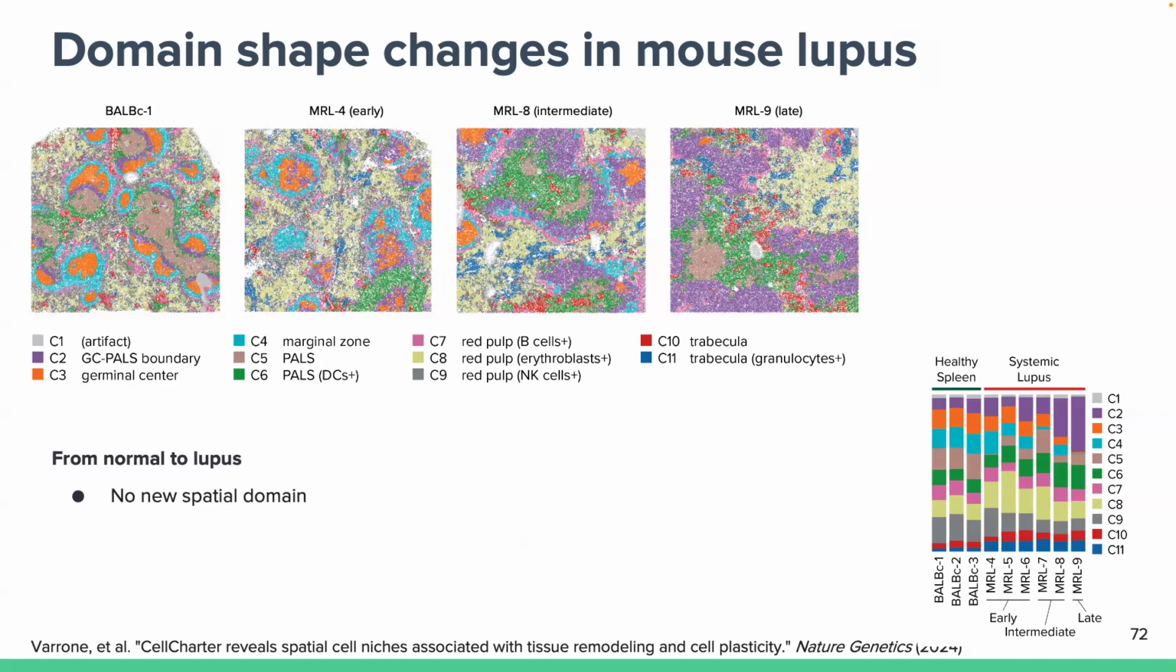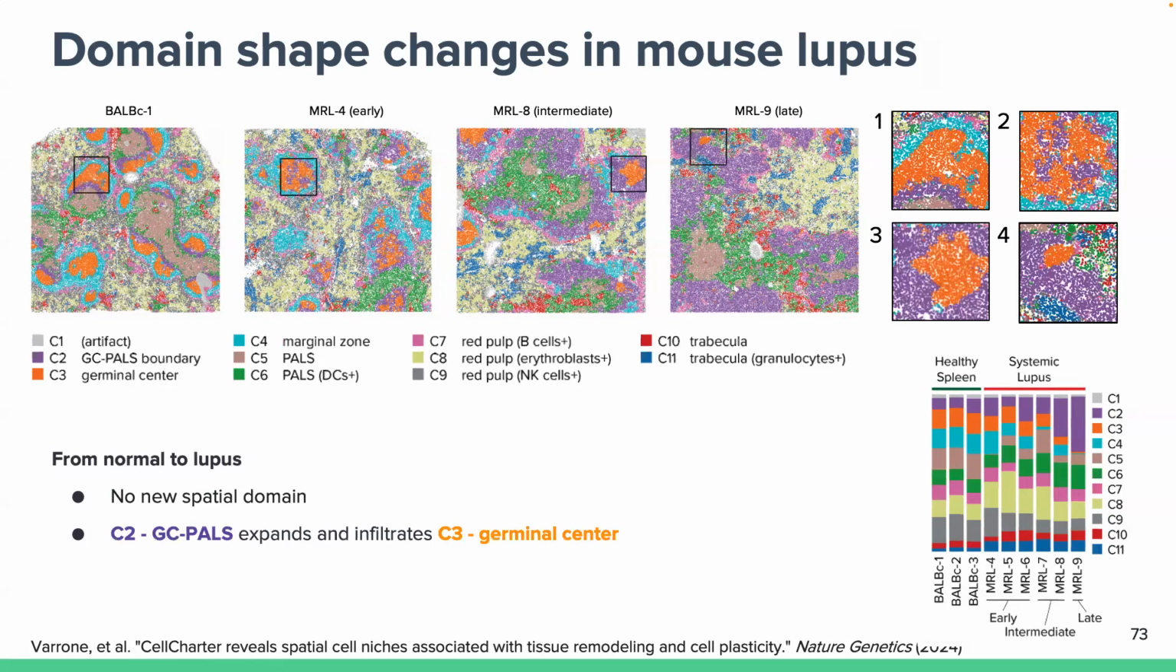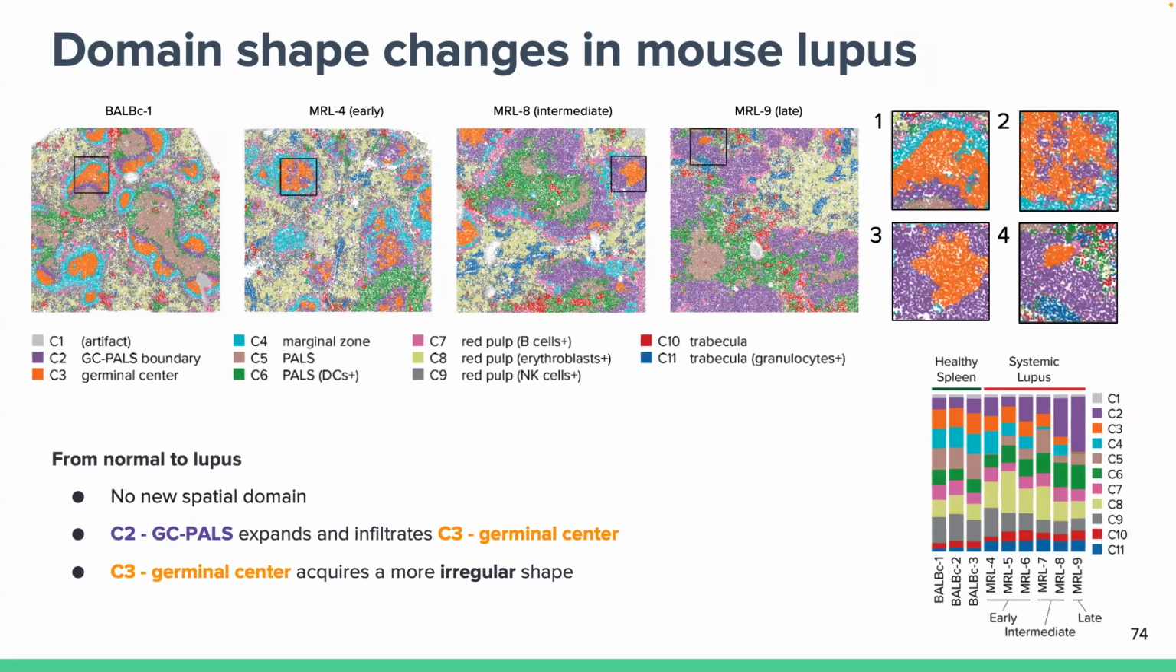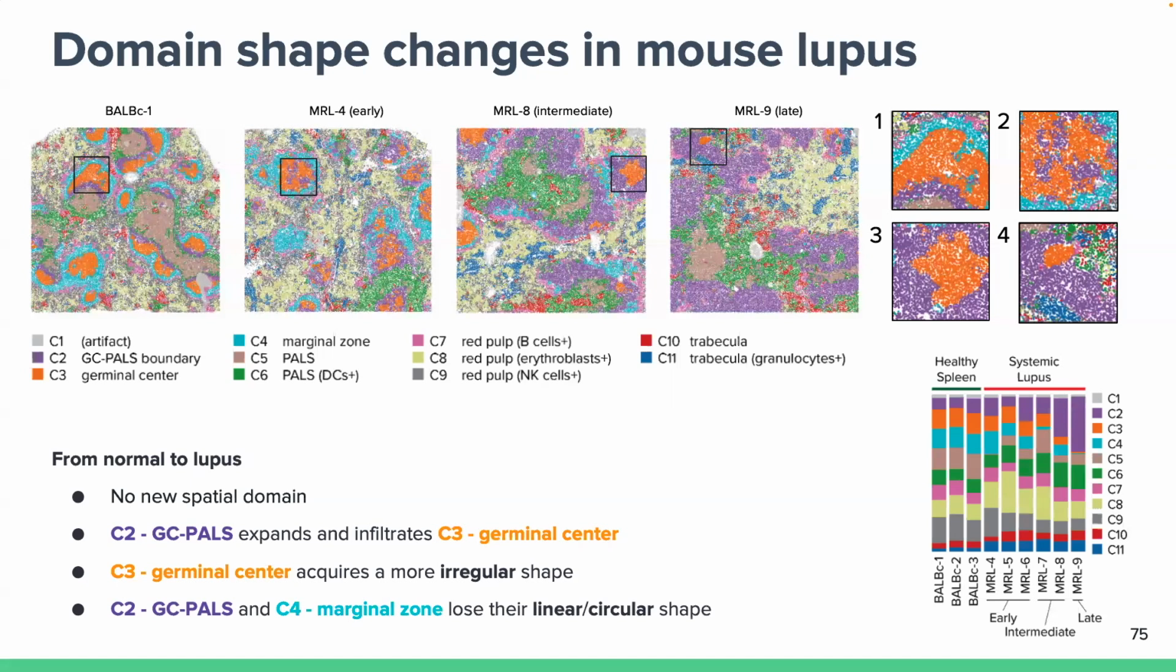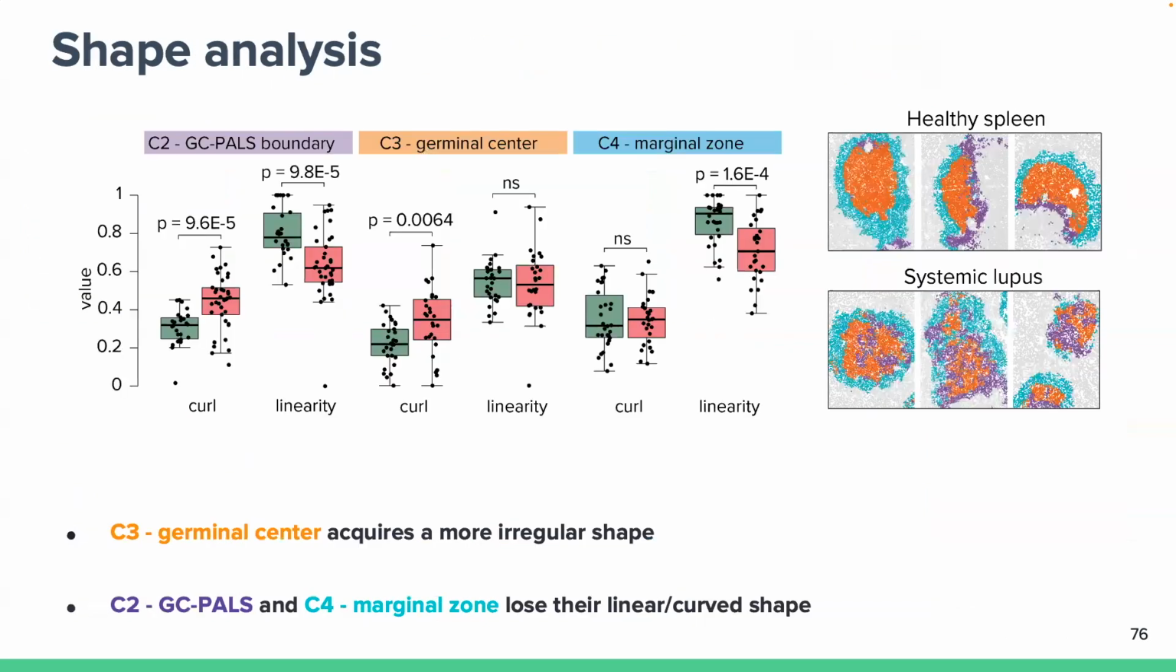I will go more later on the details on the interpretation of those domains. But what you also observed visually is that this purple domain here started to infiltrate inside the orange domain. And this also made the orange domain more irregular. And then we also looked at the domains that represent boundaries, like this light blue one and this purple one, that through the emergence and progression of the disease, started to lose their boundary shape, so linear or circular. We were able to quantify that.